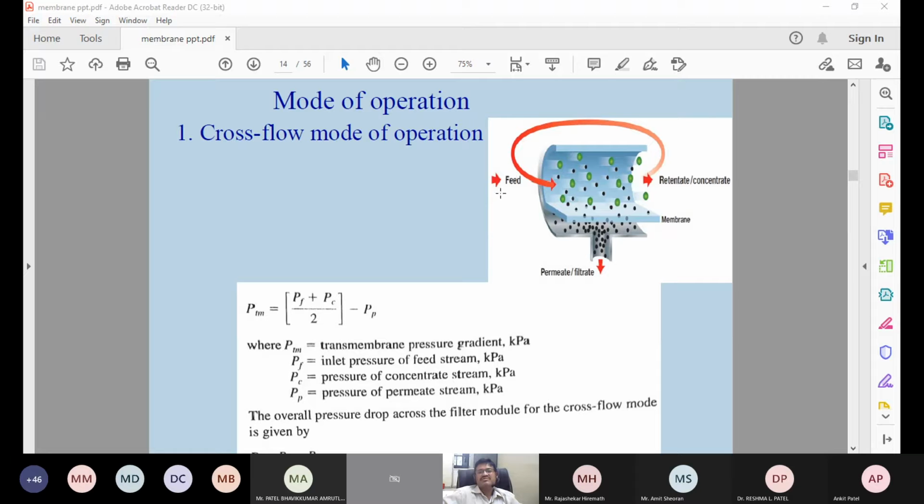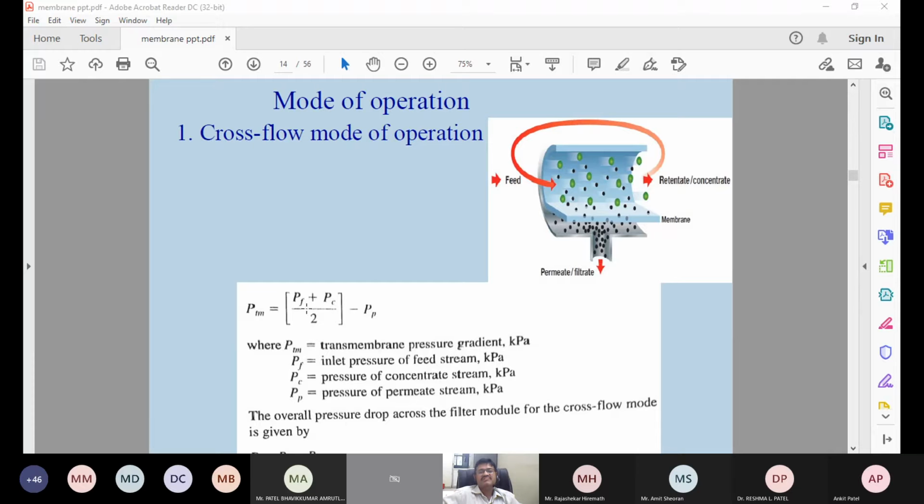Okay, the feed is going like this, and the permeate filter will be passing perpendicular to it. Feed is perpendicular to the permeate. So the transmembrane pressure gradient in this type of operation is PTM = PF + PC divided by 2 minus PP.